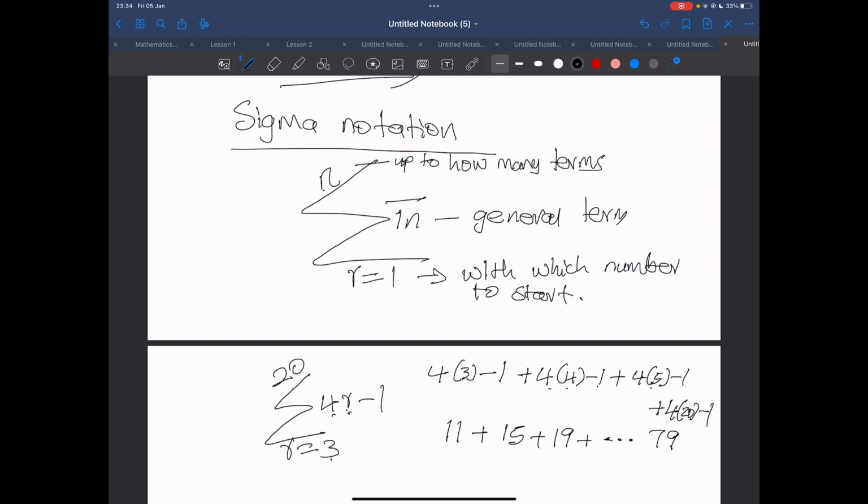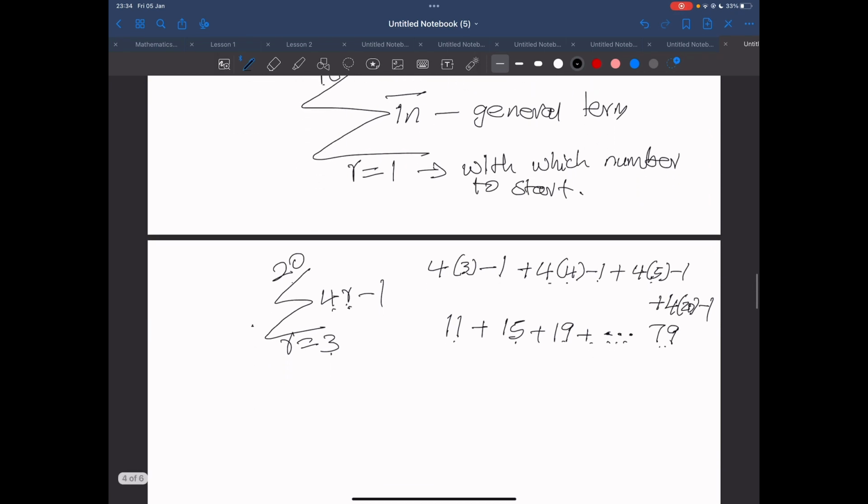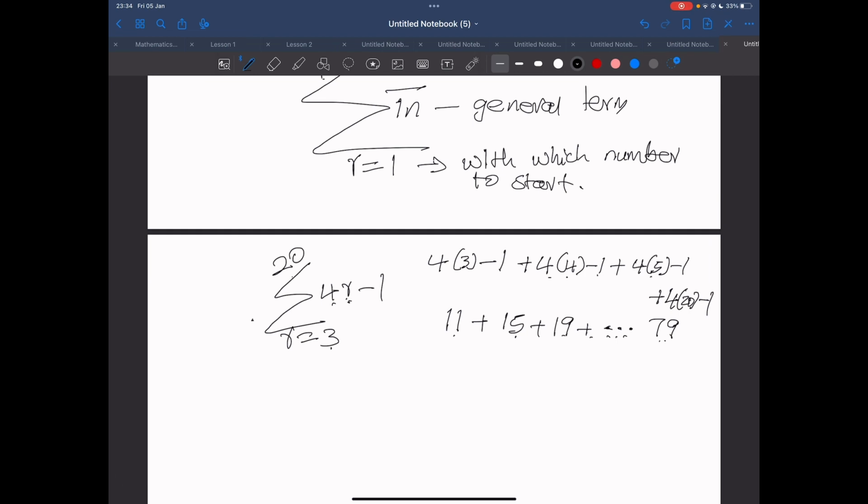So it means that in this question here, we are expected to add 11 plus 15 plus 19 plus all the terms there up until plus 79, which is the last term. Because we realize that it's an arithmetic series, if we check the common difference there, 15 minus 11, we get a 4, and 19 minus 15, we get a 4. So this is an arithmetic series.